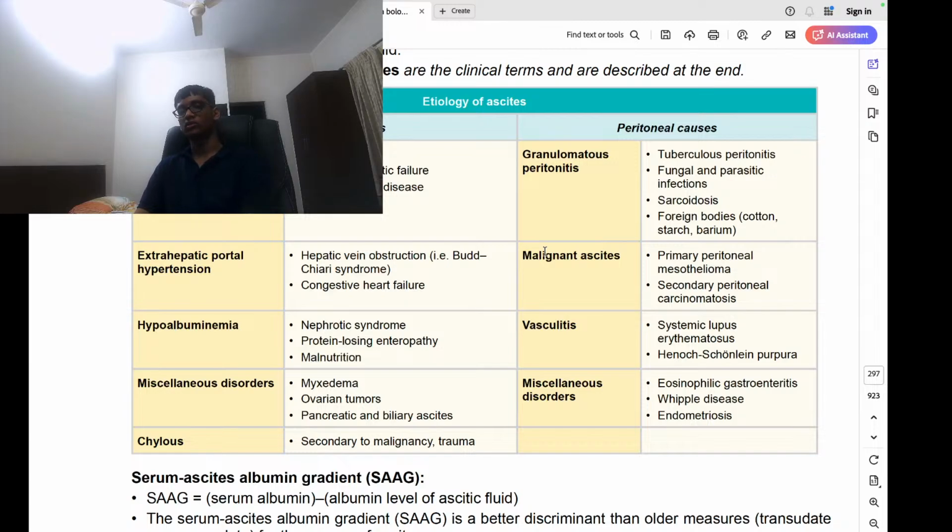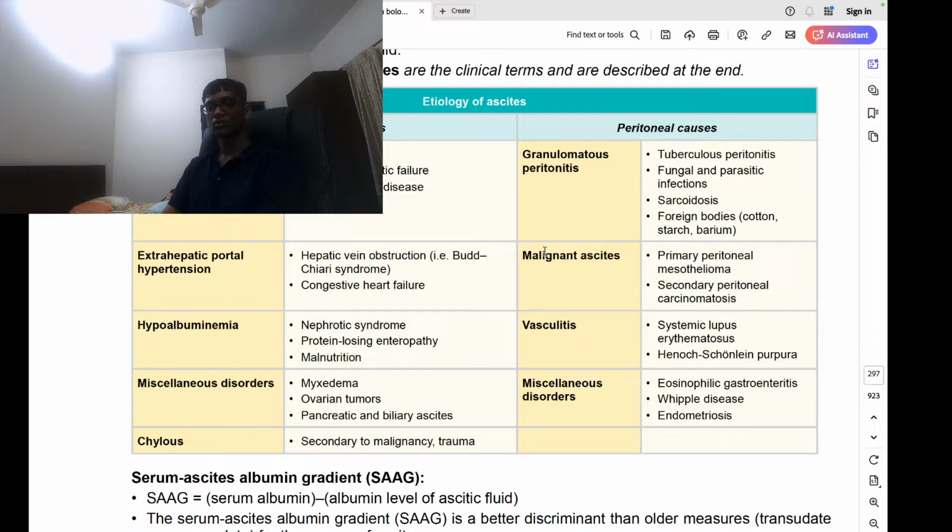Peritoneal causes: granulomatous peritonitis, which is tuberculous peritonitis, fungal infections, parasitic infection, sarcoidosis, and foreign bodies such as cotton, starch, barium. Malignant ascites is primary peritoneal mesothelioma and secondary peritoneal carcinomatosis. Vasculitis is systemic lupus erythematosus and Henoch-Schonlein purpura. Miscellaneous, you have eosinophilic gastroenteritis, Whipple's disease, and endometriosis.